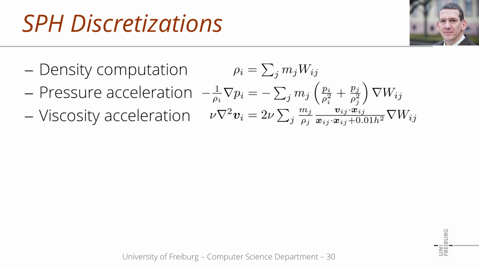For instance, in order to approximately compute the pressure gradient at a particle, it is just sufficient to compute an SPH sum over adjacent samples. The same holds for the viscosity acceleration. So all terms on the left-hand side of these three equations can be approximately computed with SPH sums. And these approximations are also typically referred to as SPH discretization. We compute approximate values for the density and for the spatial derivatives to end up with accelerations at particles.